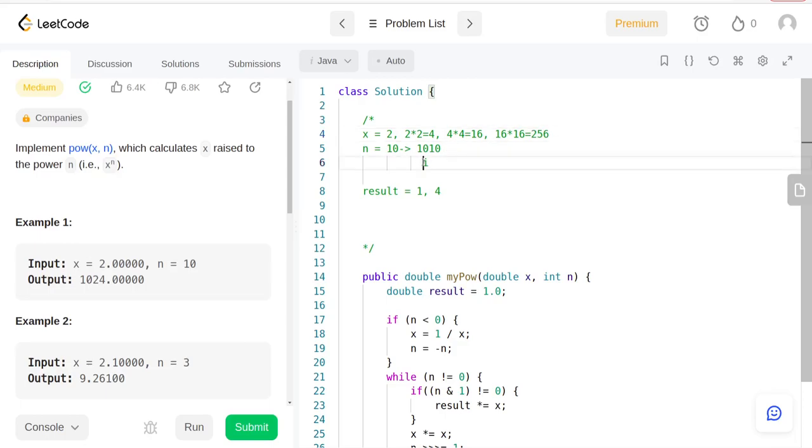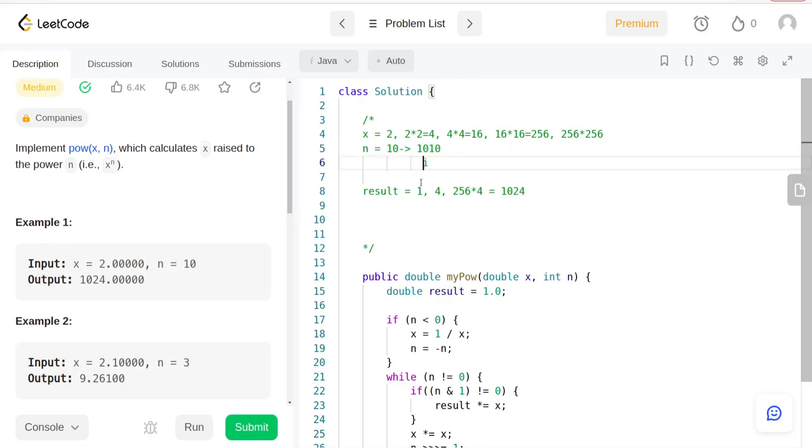Okay, and then the last one is here. This time the result is going to get updated, and it is going to become 256 multiplied by 4, which is 1024, and x is going to get updated to 256 multiplied by 256. And now this is going to be done.